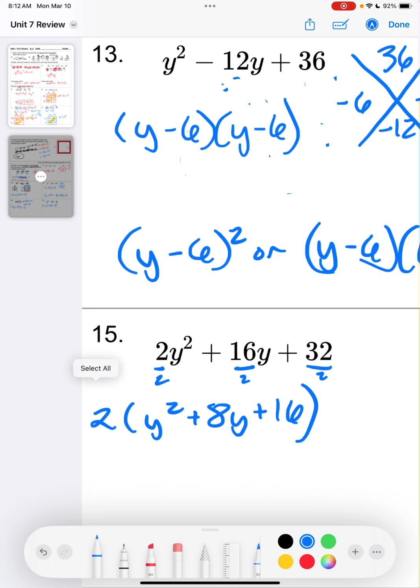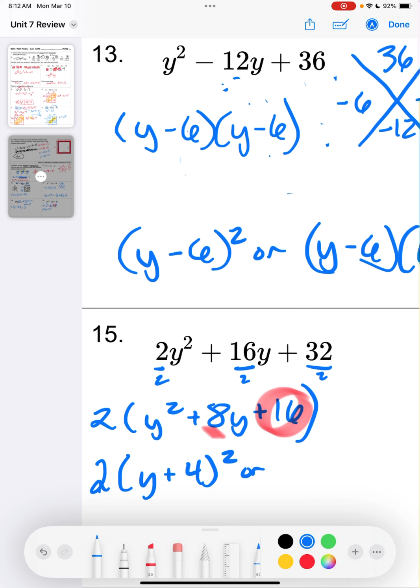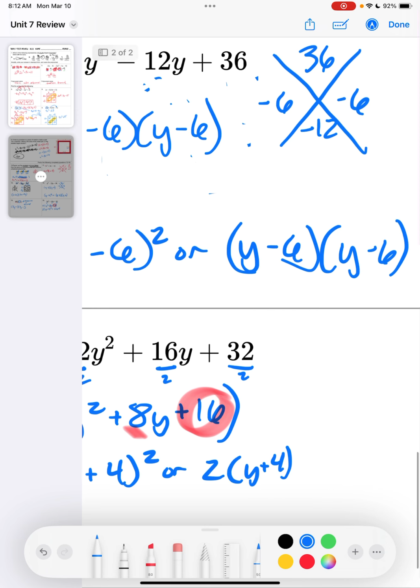Again, that 16 is kind of staring at me saying, hey, I'm a square. Square root of 16 is 4, and 4 times 2 is 8. Tells me I think we're going to be 2 times y plus 4 times y plus 4.